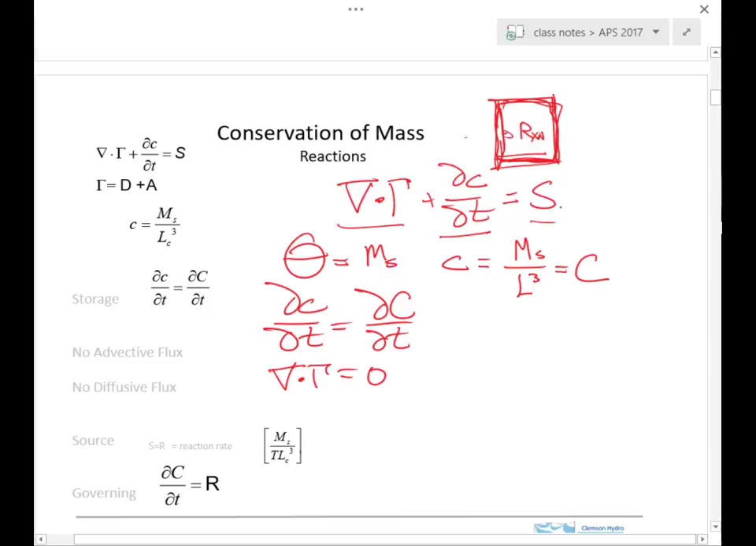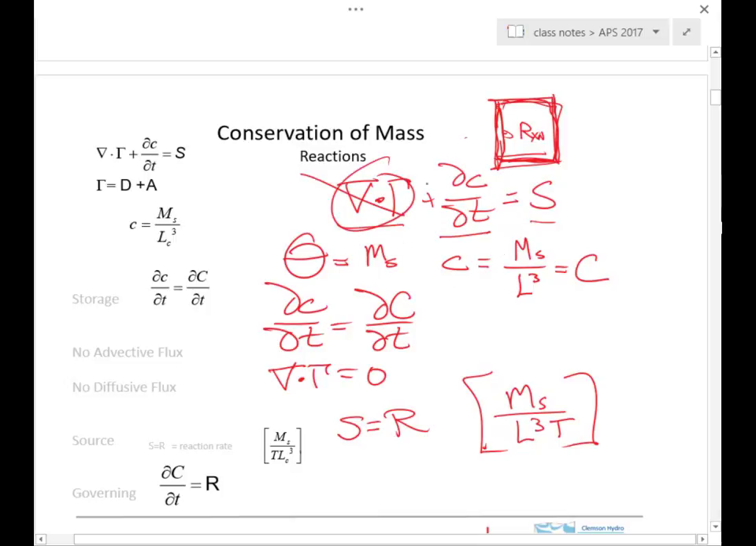And the last term, the source term. So the source is going to be the mass that's produced by the reaction. So S, which is our generic source term, is going to be equal to R, which is our reaction rate. And we can do the units here. The units of this thing have got to be mass of our dissolved compound per volume per time. Okay, so we have a reaction rate that has these units. Then we can substitute back in here, and we end up with just this big C.